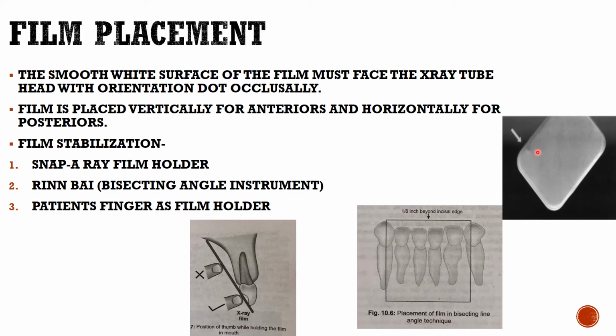This occlusal dot has a convex and a concave surface. The convex is also known as the pimple, and the concave is known as the dimple. The convex is towards the doctor and the concave side is towards the patient.